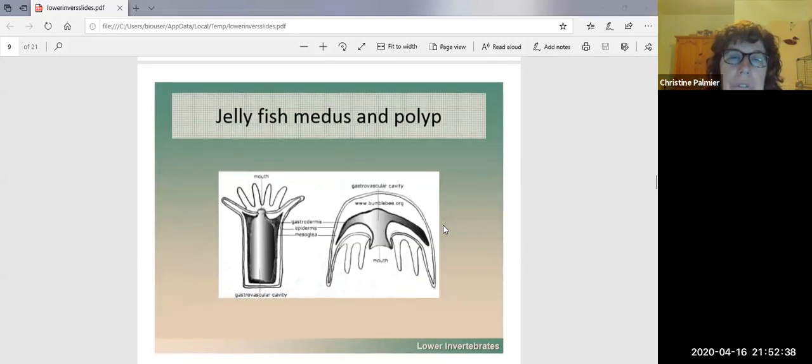So here's some pictures of a medusa form. I'm sorry, it's misspelled. It's M-E-D-U-S-A on the left, and it doesn't move, but it has tentacles to grab food that floats by, or the medusa form that swims, that's on the right. Try to remember medusa starts with an M and mobile starts with an M.